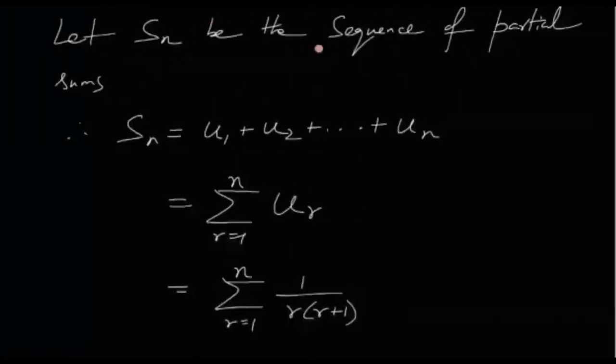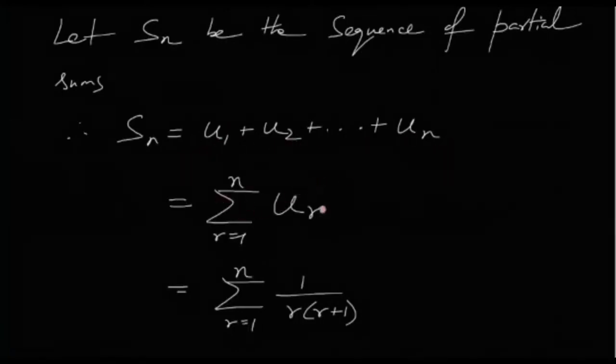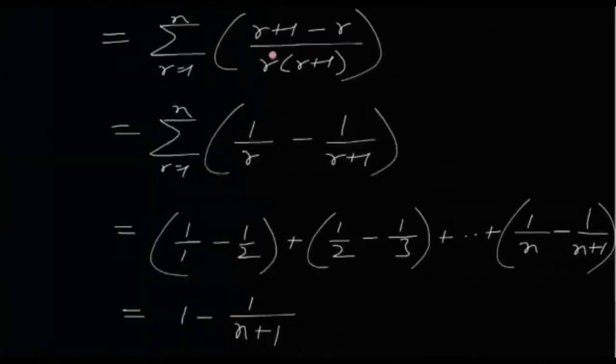So let Sn be the sequence of partial sums of the series. We know what the partial sum is, which is nothing but the sum of the first n terms of the series. So Sn is actually u1 plus u2 up to un. So it is nothing but summation r running from 1 to n, 1 by r into r plus 1. Now this can be written as 1 by r minus 1 by r plus 1, right?